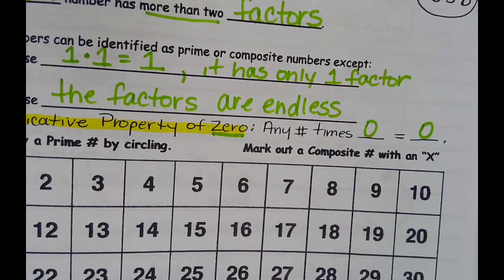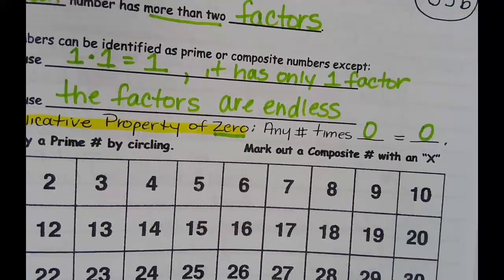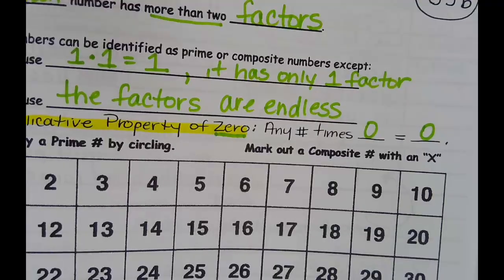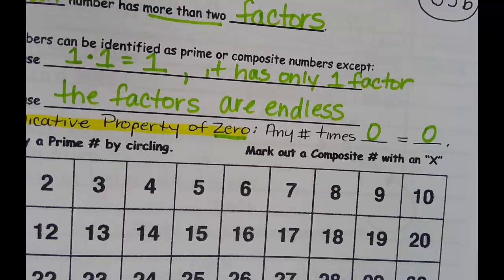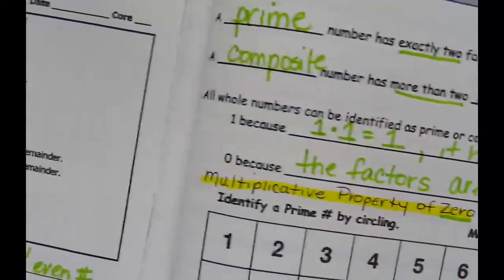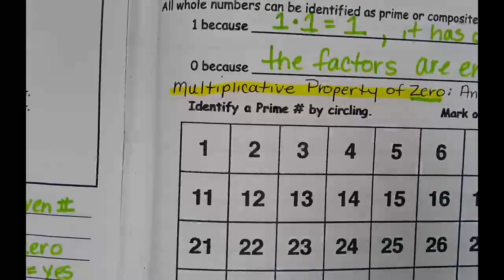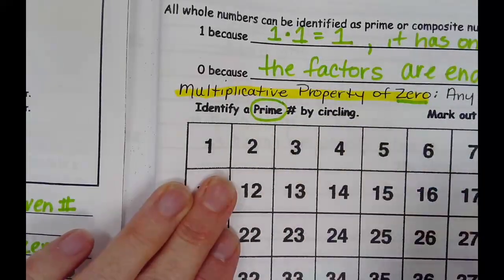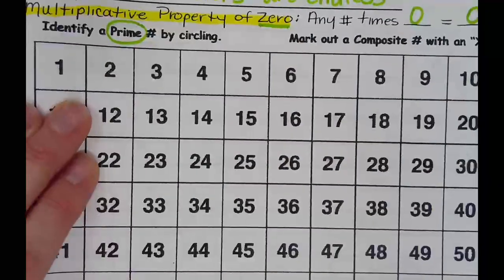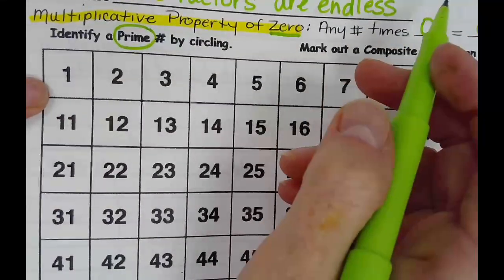Now, we are going to identify, this is from 5th grade, prime and composite numbers from 1 to 100. Looking at the beginning, we are going to circle prime numbers, and we're going to mark out the composite numbers. So we're going to start at the beginning.